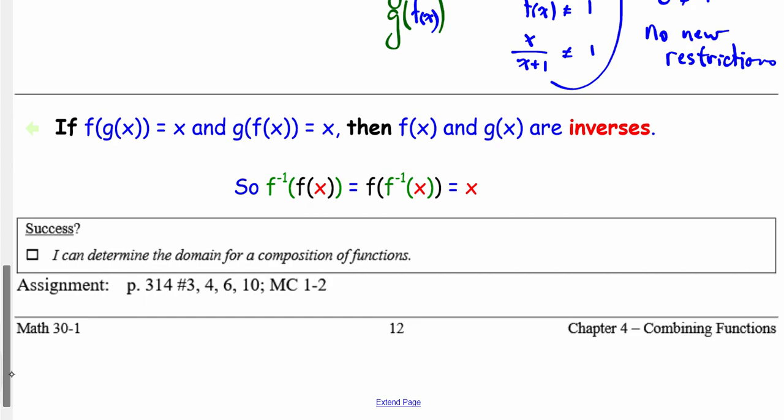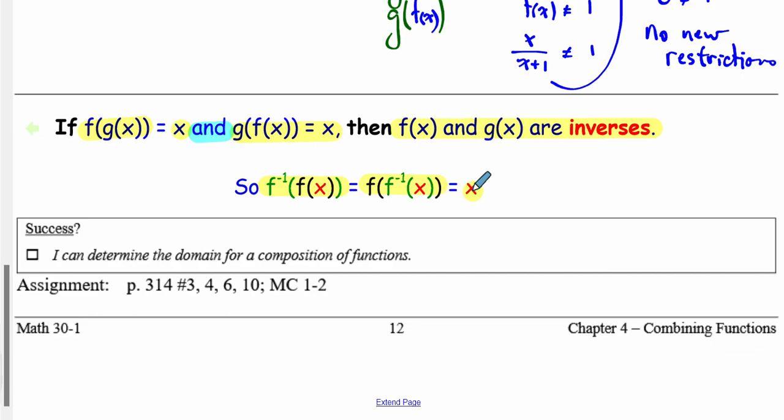So when we have a situation where f of g of x equals x, and these both have to be true, g of f of x equals x, then these two functions are inverses. In other words, when I do composition of a function and its inverse, and both of them equal x, they are inverses of each other.